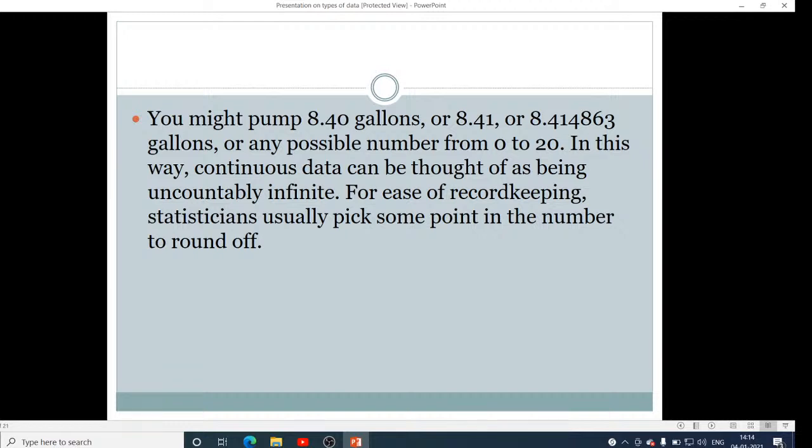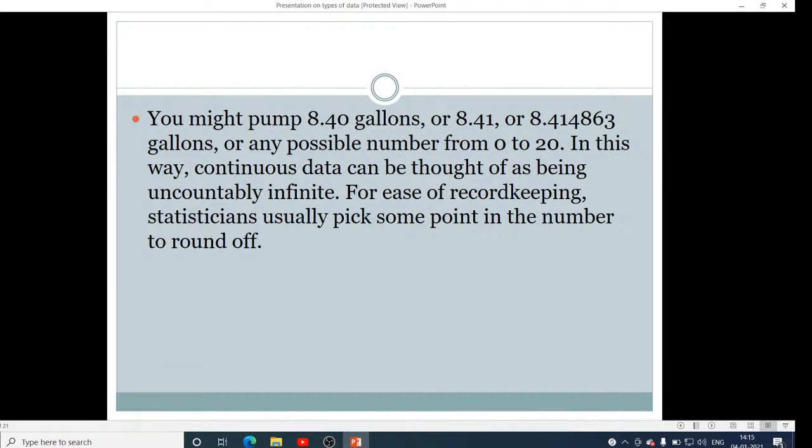Some digits are there, like 8.4 or 8.41, or some rounded-up value. Any value from 0 to 20 can be represented in the form of intervals, 0 to 20. This is continuous data. Suppose age is 21 to 40, 41 to 60, 61 to 80. This type of data we represent in class intervals. We call it class intervals.